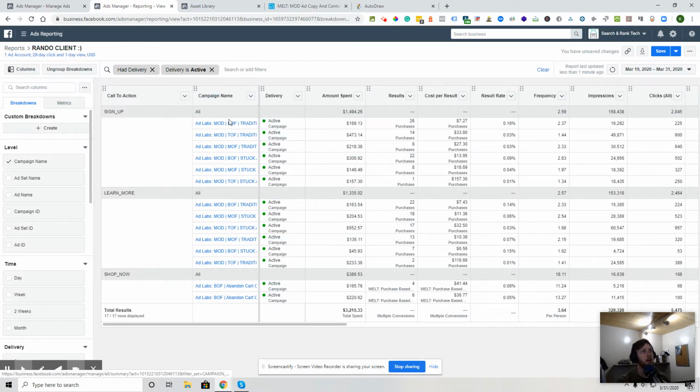But as you see, we have bottom of funnel here, bottom of funnel here, and between both of these bottom of funnel campaigns, we had over 48 conversions from that, and all of them were under $14. And if you look here at the bottom of funnel, we got 22 and 7, so roughly 30.